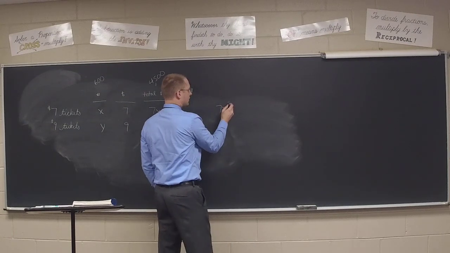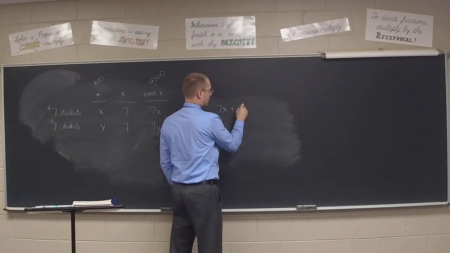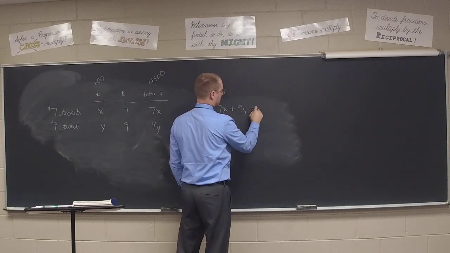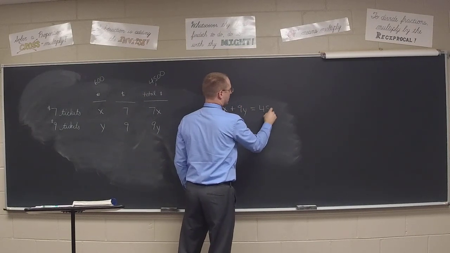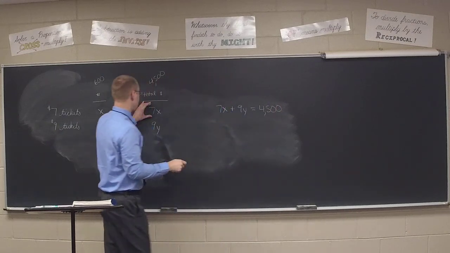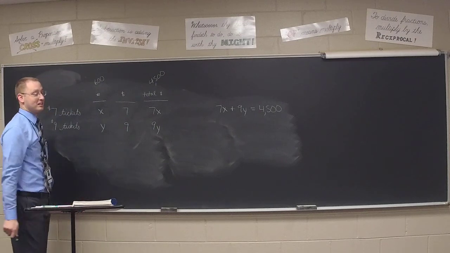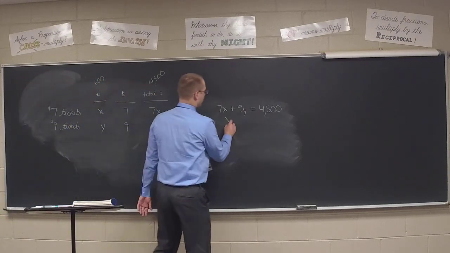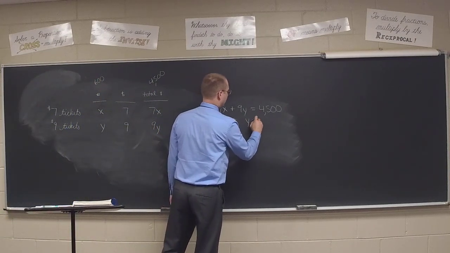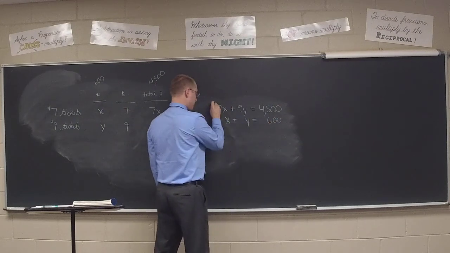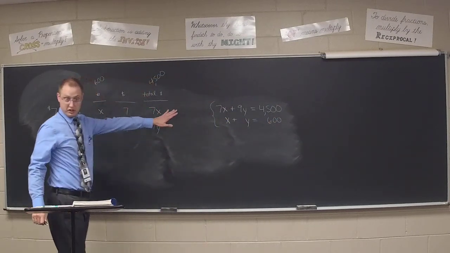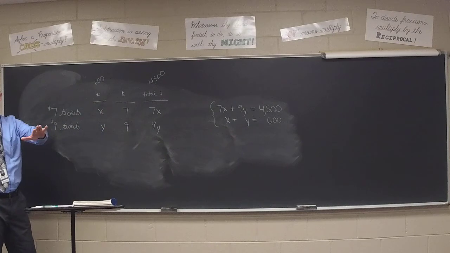7x plus 9y equals 4,500. Good. Money plus money equals money. What's the other equation? X plus y equals 600. There we go. Number plus number equals number. That was your system? You two didn't do the extra credit, that's fine, you didn't have to.